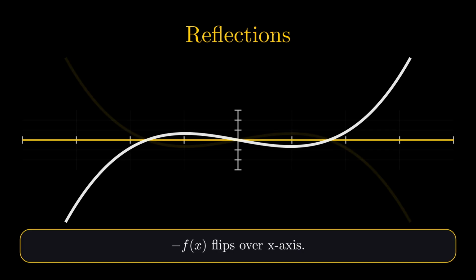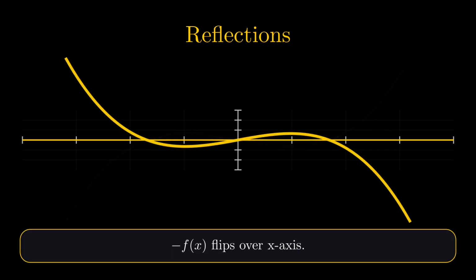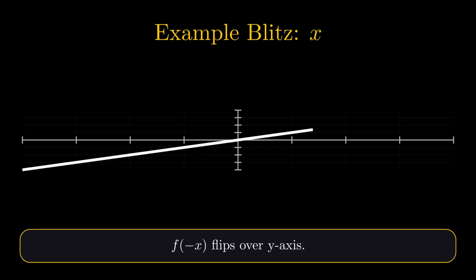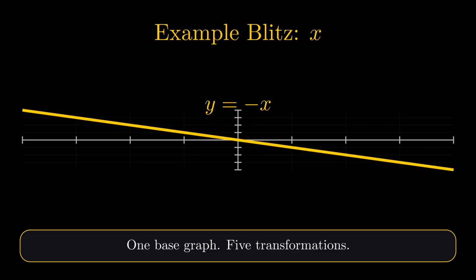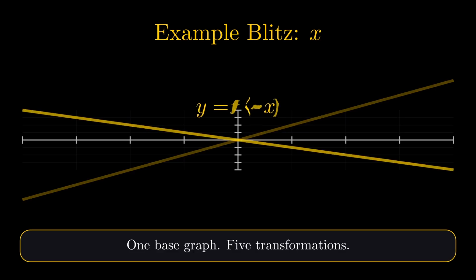Negative outside flips over the x-axis. Negative inside flips over the y-axis. One base graph, five quick transformations: down, right, flip, stretch, and mirror.